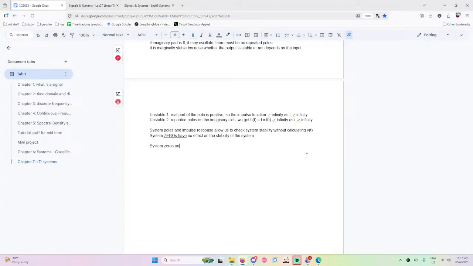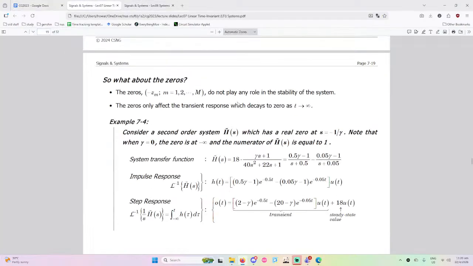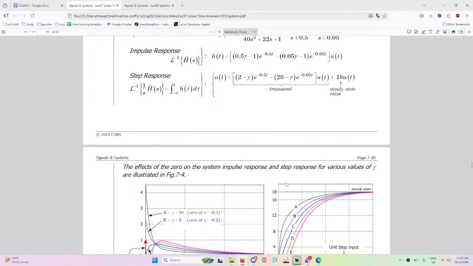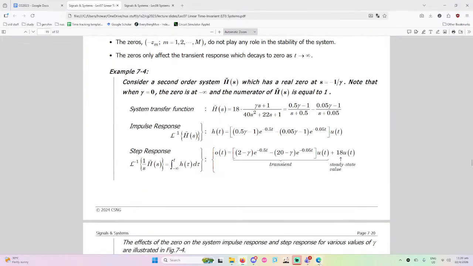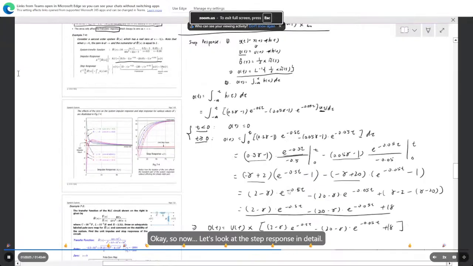No, it just means how it looks as t is small. We're not talking about the decay. If you look at the waveform of the transient response when t is small, when t is not that large, we can see that the waveform of h(t) will change if we change the values of the zeros.